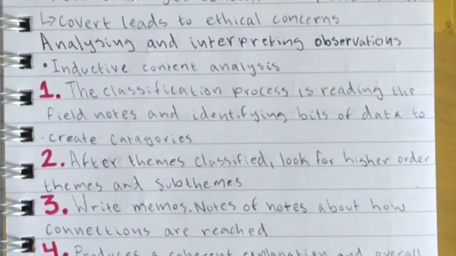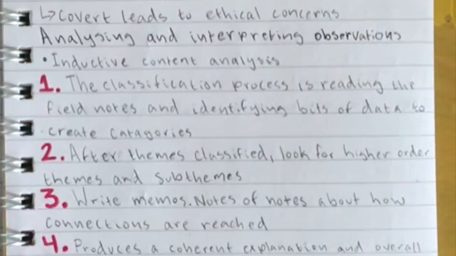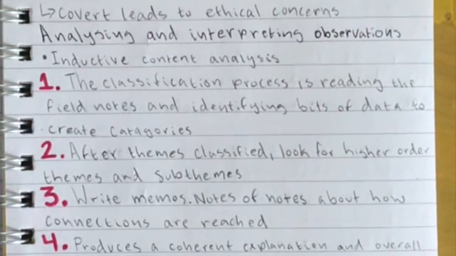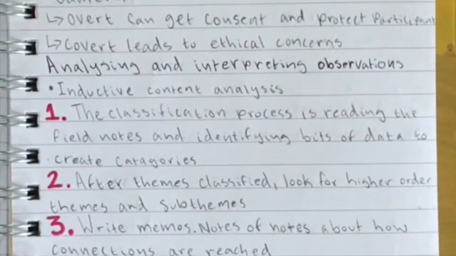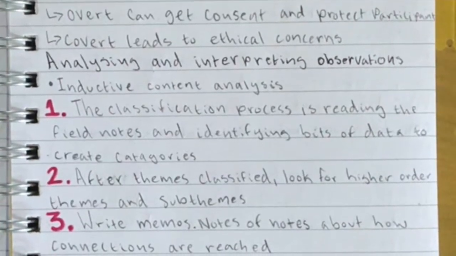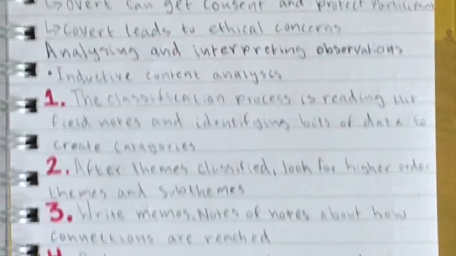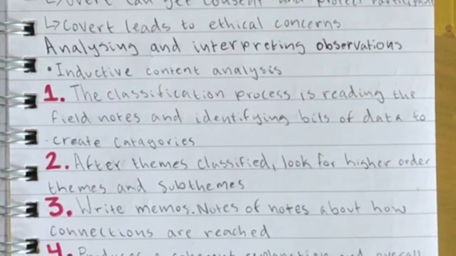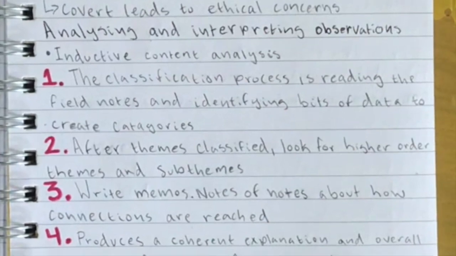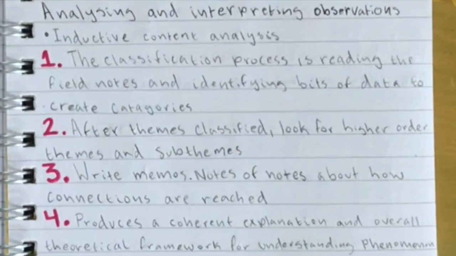Now, analyzing and interpreting observations. So there's an inductive content analysis. There are 4 steps that I personally have identified. They do not say it in steps in the actual book. So the first one is the classification process, which is reading the field notes and identifying bits of data to create categories. After these themes have been classified, the themes are the categories, you look for higher order themes and sub-themes. So you start clustering everything together to try and get like the main thing.